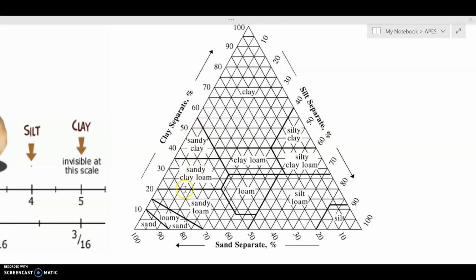Now, let me find where it was. So it was right about here, right? So this soil is about treading the line between sandy loam and sandy clay loam.